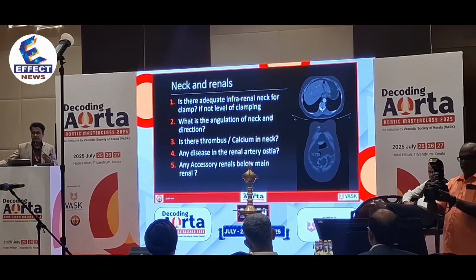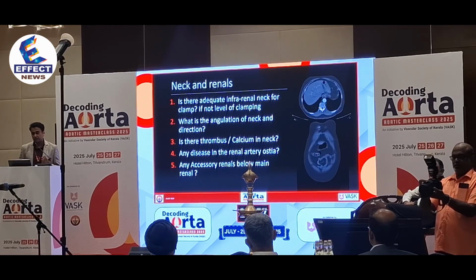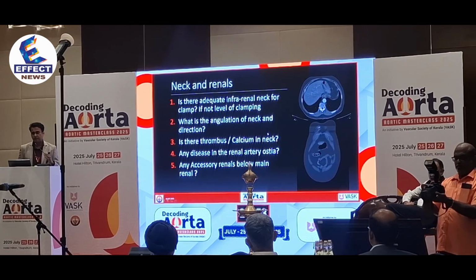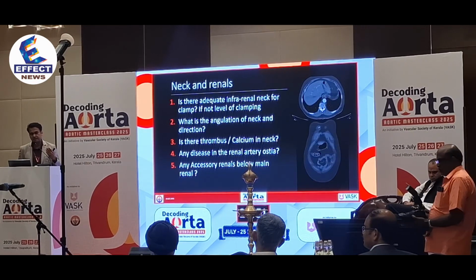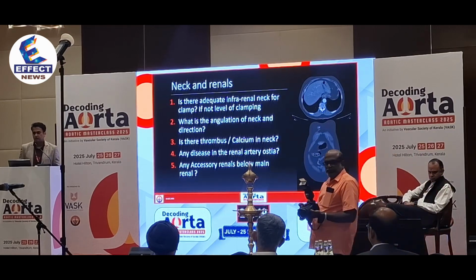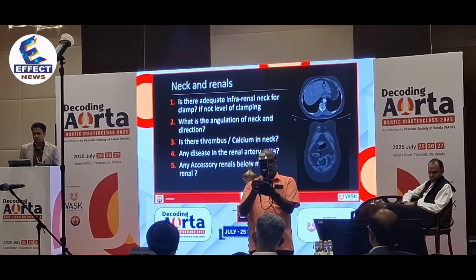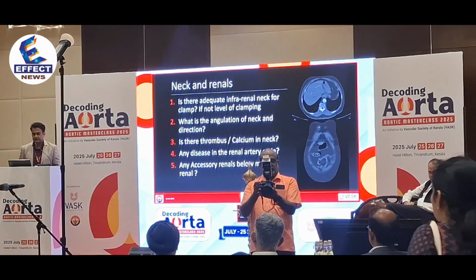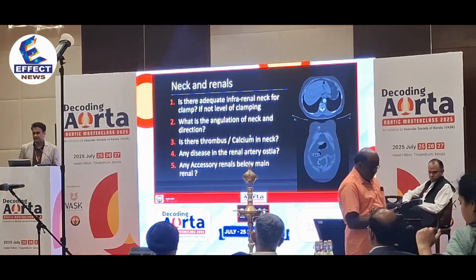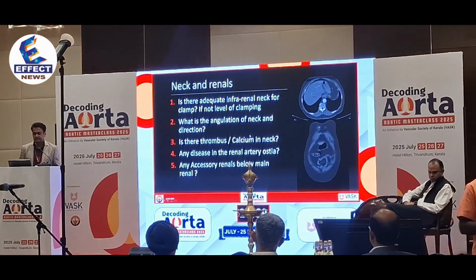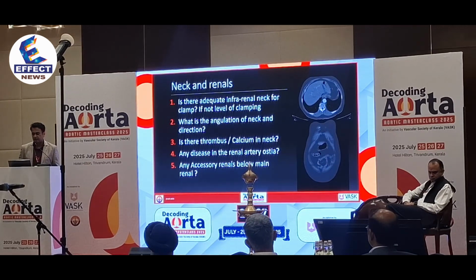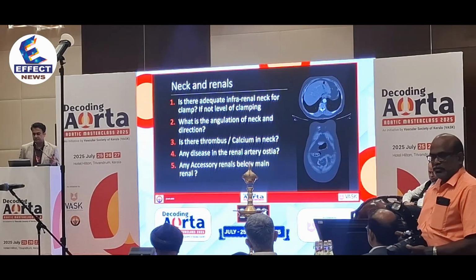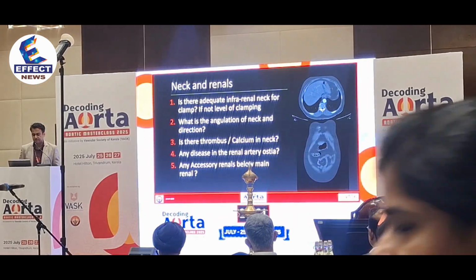What is the direction of the neck or the angulation that is there in the neck? So that would help you decide in which direction you want to dissect the aorta approximately, and also how your clamp would sit. It may not sit transversely, you may have to put it perpendicular at times. Is there thrombus or calcium in the neck? If there's thrombus, it indicates that your neck may be weak and may not take stitches properly. Calcium means, of course, you may have trouble putting the clamp safely or even taking stitches.